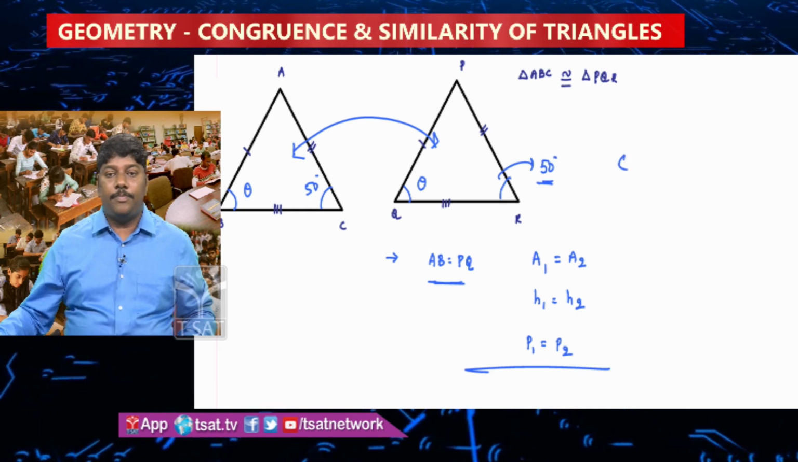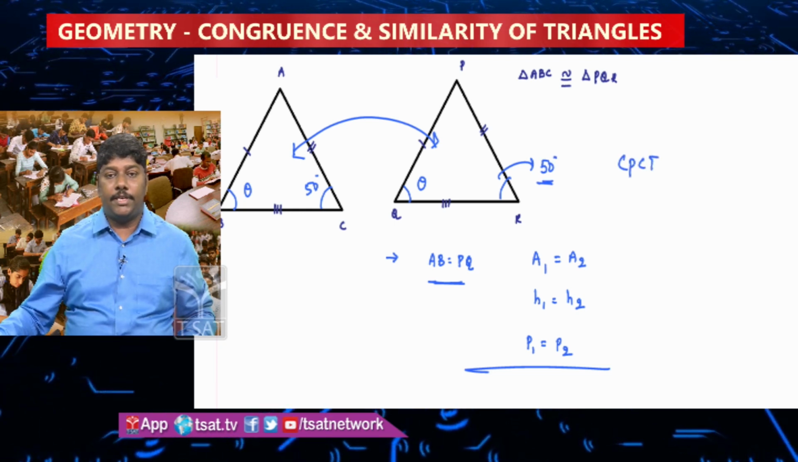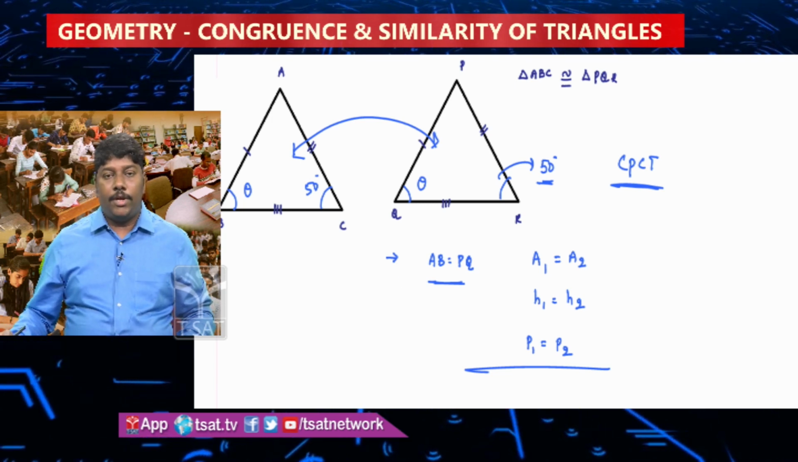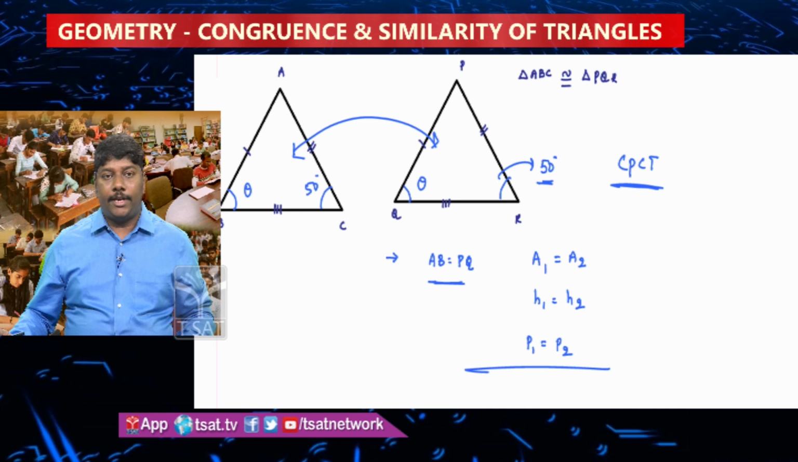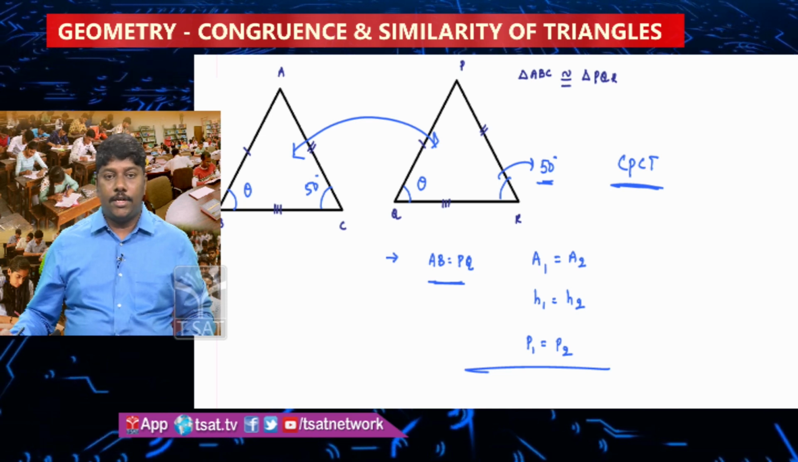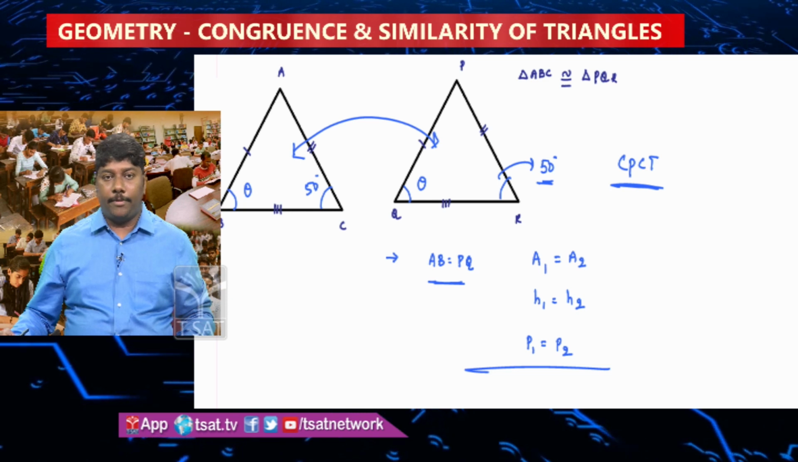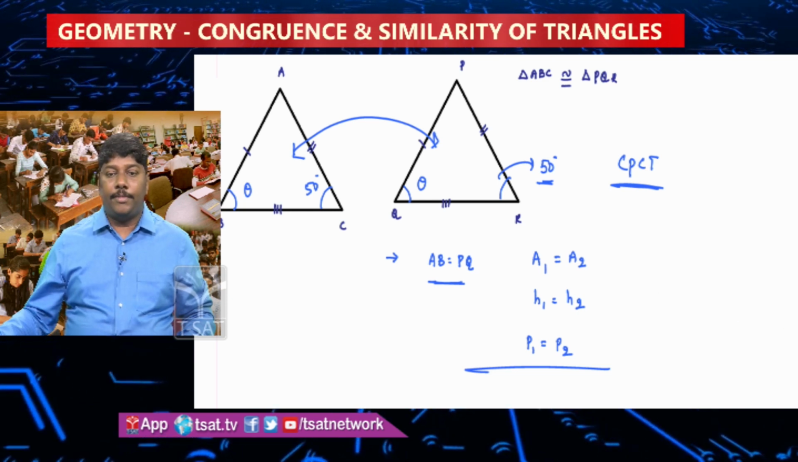By using CPCT. What do you mean by CPCT? Corresponding parts of congruent triangles. So you can find out the unknown angles or sides when you know that the triangles are congruent. So mostly we use congruent triangles in proving something. Now a very important thing is similarity of triangles.